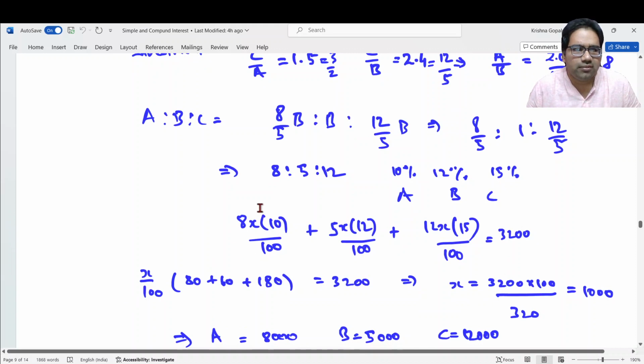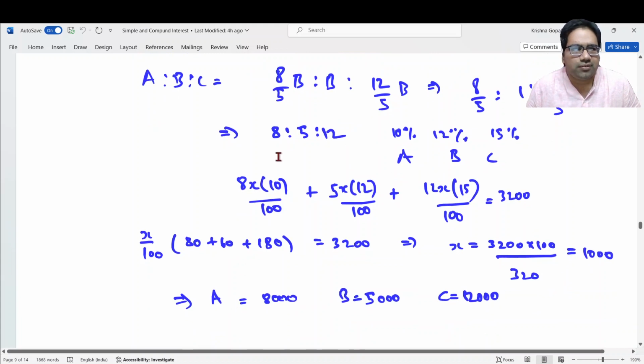That means x by 100 into 8 times 80 plus 5 times 12 is 60 plus 12 times 15 is 180, equal to 3200. That means x equals 32 into 100 by 320, x equals 1000. What does that mean? A is equal to 8x, 8000, B is equal to 5x, 5000, C is equal to 12,000.